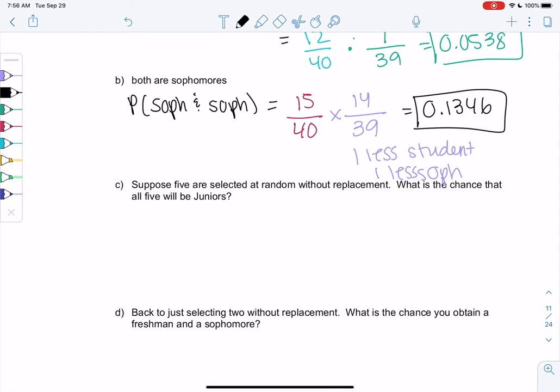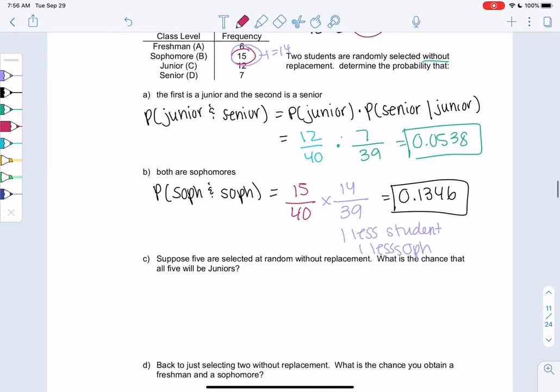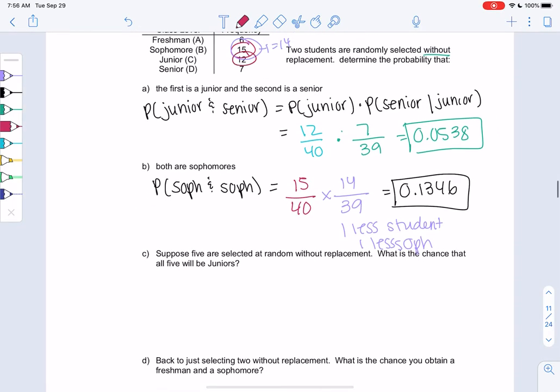So now let's do 5 juniors. So basically junior, junior, junior, junior, junior. So there'll be 5 things. So the probability of the first junior would be 12 out of 40. How about my second junior? One less student, one less junior. So 11 out of 39. And we keep going. Now we have 38 students.